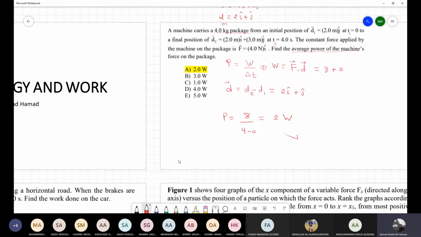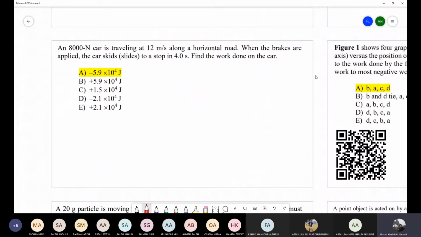Let's go to another question. And I will try to cover as much as I can. Here we have a 8,000 Newton. This is the weight. Car is traveling at V initial equal to 12 meters per second along a horizontal road. When the brakes are applied, the car slides to stop. Stop means V final equal to 0 in 4 seconds. This is the time equal to 4 seconds or delta time. Find the work done on the car.